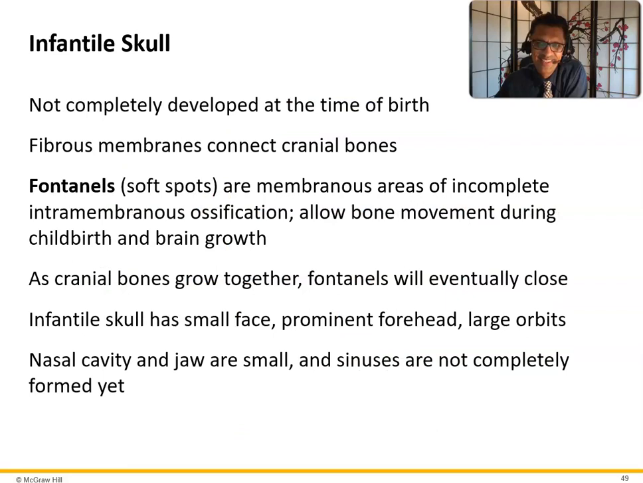Now, the kid's skull, the little infantile skull, is not completely developed at the time of birth. The main reason is because it has to go through the birth canal. If it was one solid mass, it would never make it through that birth canal. So it's mostly hyaline cartilage, so it bends and it shapes. This is why kids that are born naturally kind of have a cone head, because they're pushed through the birth canal.